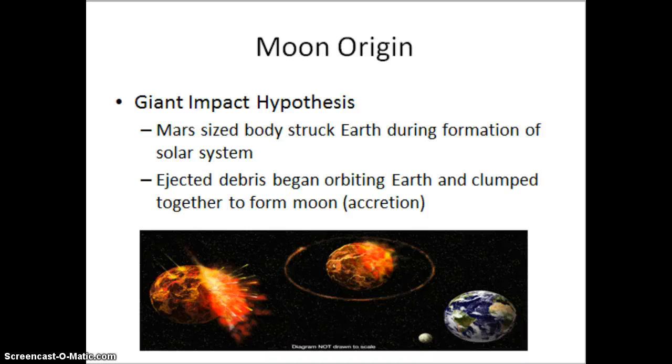Now that we've talked about Earth's motions and how we not only rotate and revolve around the sun, we now need to talk about our moon. And our moon's formation or origin comes from the giant impact hypothesis. That's an object about the size of Mars that struck Earth during its formation and ejected debris out into space. That debris began to orbit Earth because of the gravitational attraction between the two objects, and eventually it clumped together, forming what we now call our moon.